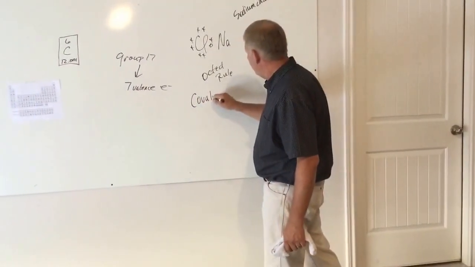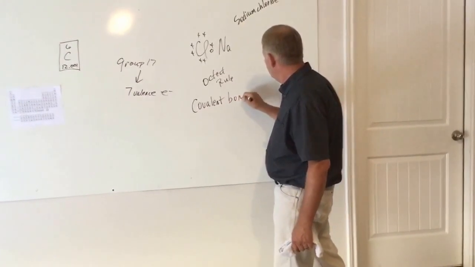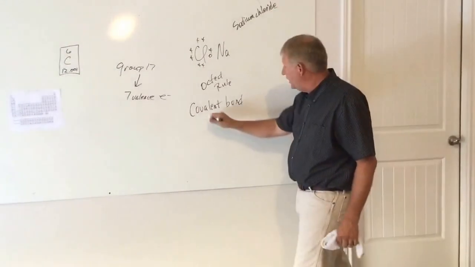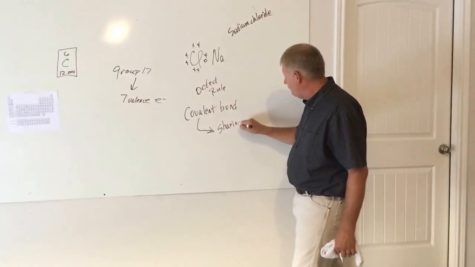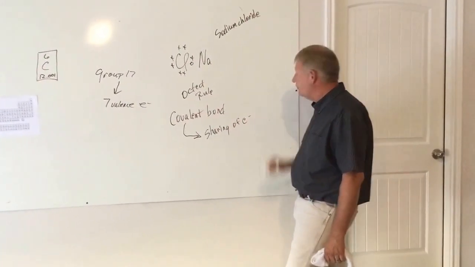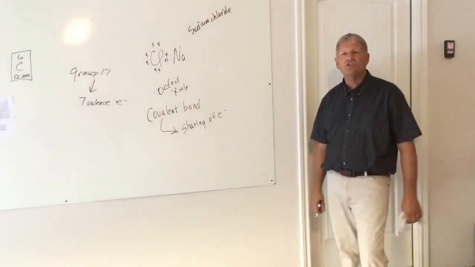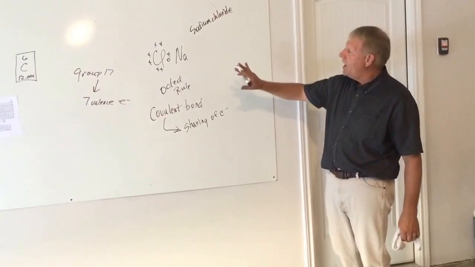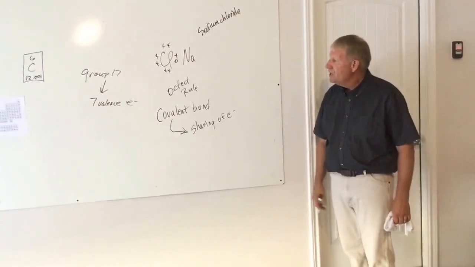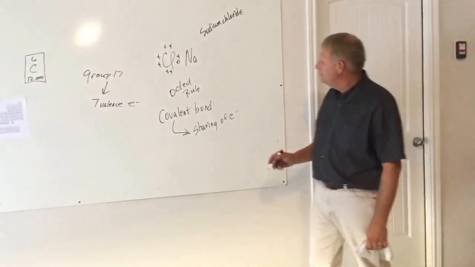We made a covalent bond, which is simply, covalent is a Latin word for sharing. So this is a sharing of electrons. So covalent bond, sharing of electrons. So anytime something can combine, then we stick it on there, okay? So let's look at something else.